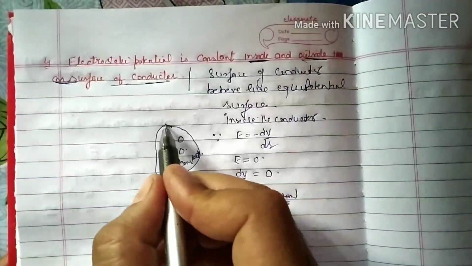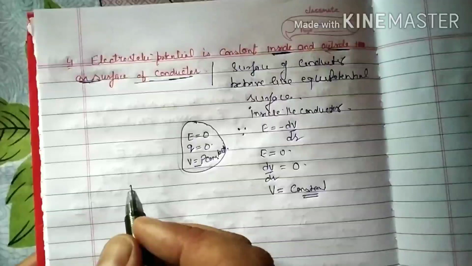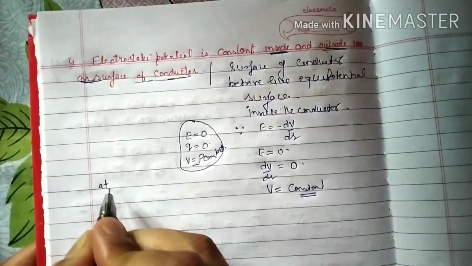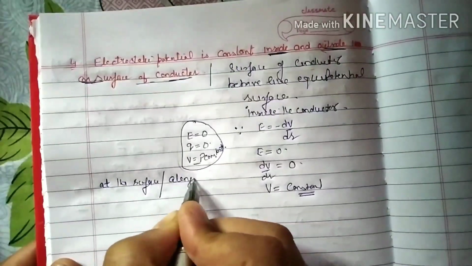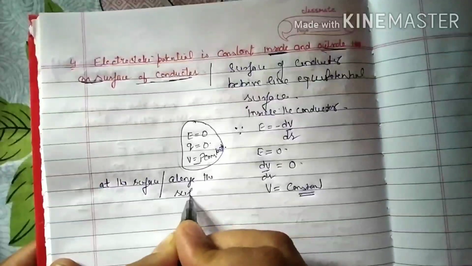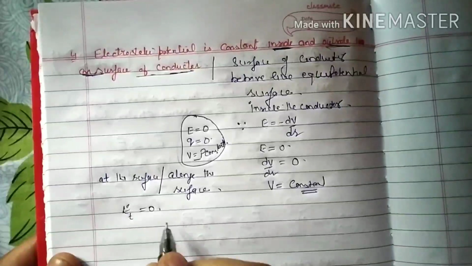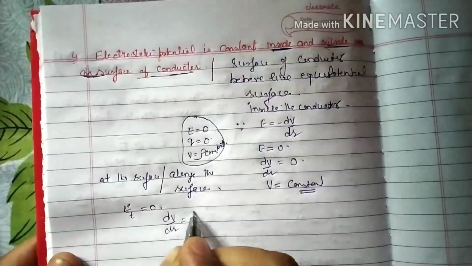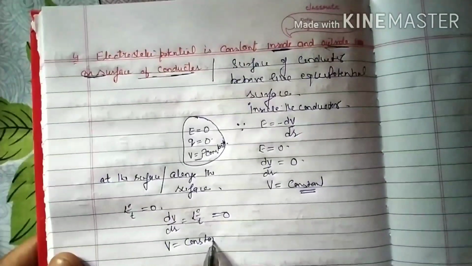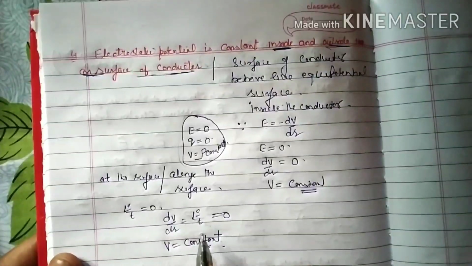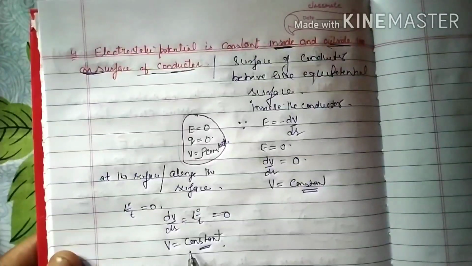Now come to the surface, or we can say along the surface. The tangential component is equal to 0. So dV upon dr, the tangential component, is equal to 0. V also is equal to constant. So we can say that throughout the volume of this conductor, the electric potential remains constant.